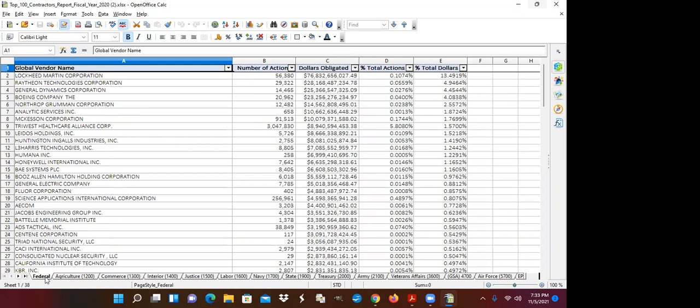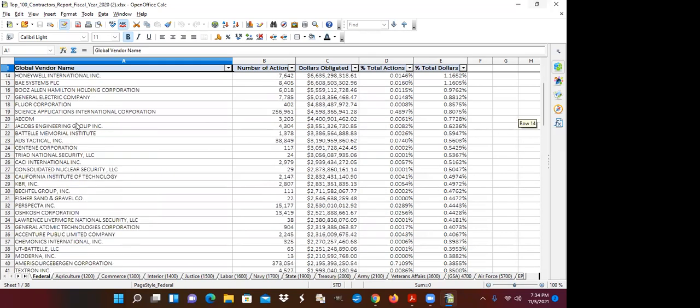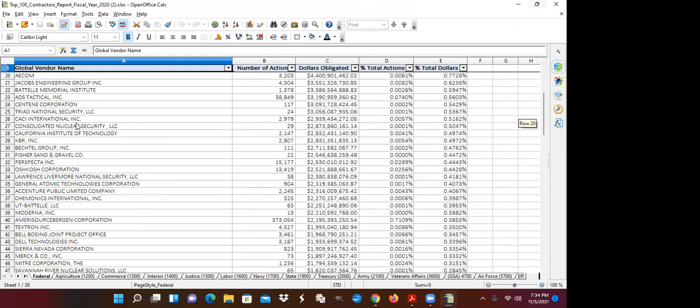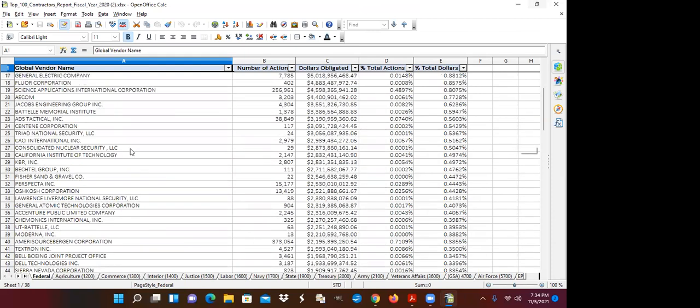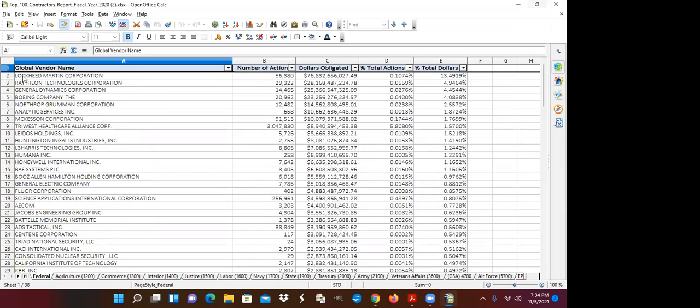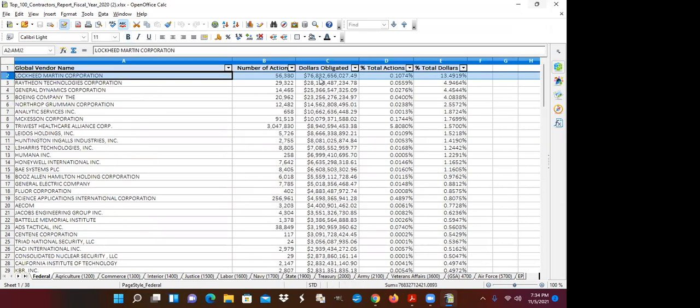We jump back over here to the federal contracts. You got agriculture, you got commerce, interior, U.S. Justice Department, labor, the Navy, state. You got all types of different contracts out here for these different companies. But these are the top 100 companies that have received money for government contracts. Lockheed Martin up here has gotten $76.8 billion in contracts, over a number of 56,380 contracts.